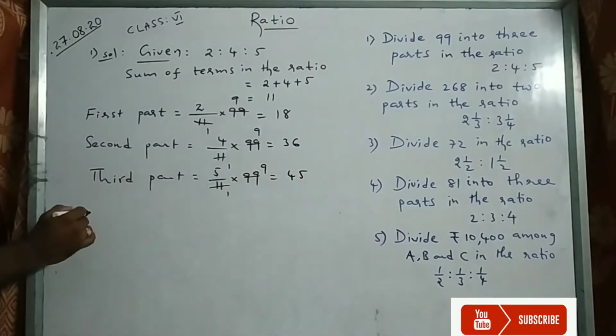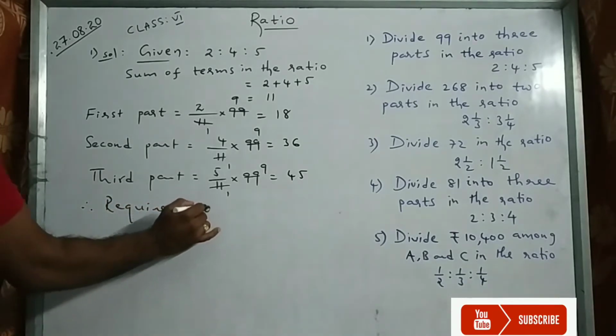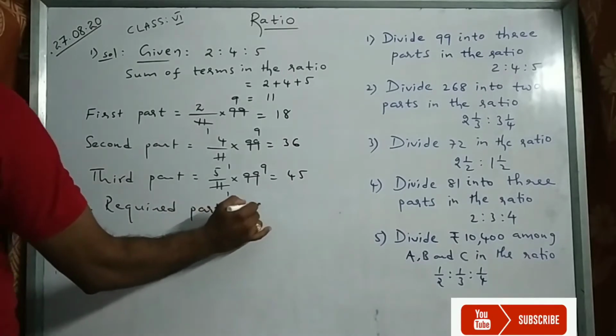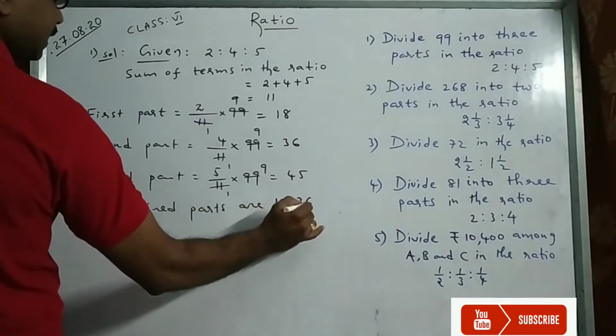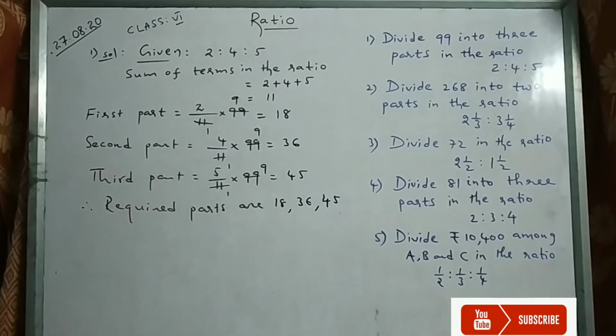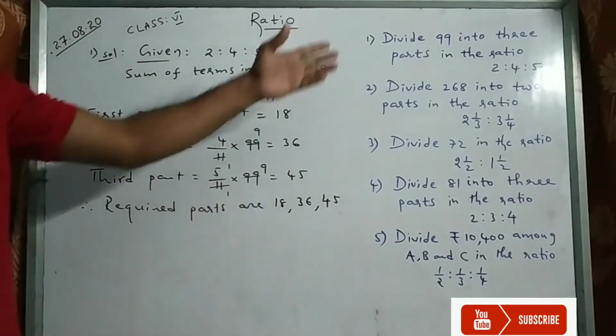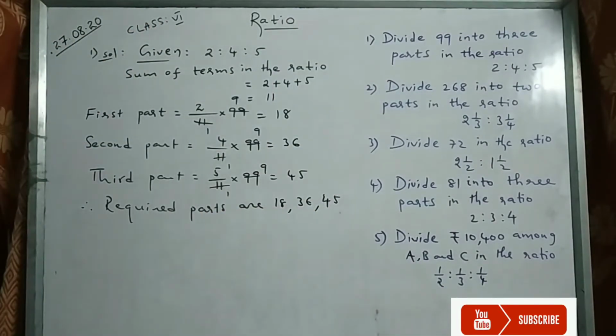Therefore the required parts are 18, 36 and 45. Together how much will you get? Together this one plus this one plus this one we will get 99. You can check it. Okay.